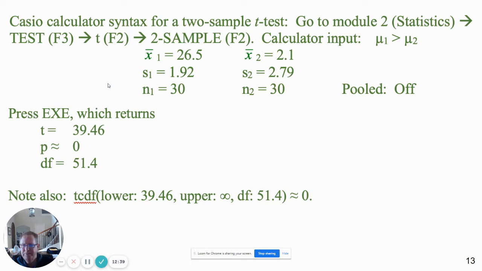My calculator tells me that the degrees of freedom is 51.4. It generated that number by using the equation that I showed you a few slides ago. If you want, I'll show you here in a second. Go to my next slide.